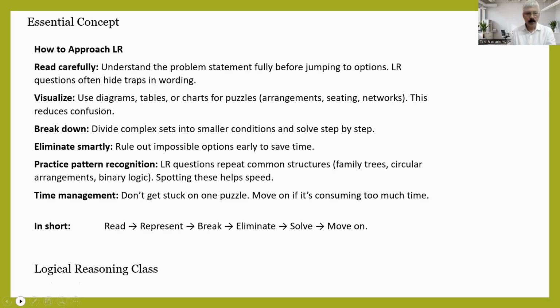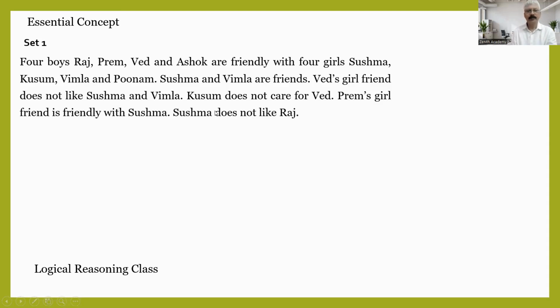So here is the first set. There are 4 boys, Raj, Prem, Ved and Ashok, who are friendly with the 4 girls, Susma, Kusum, Vimla and Poonam. Susma and Vimla are friends. Ved's girlfriend doesn't like Susma and Vimla. Kusum does not care for Ved. Prem's girlfriend is friendly with Susma. Susma does not like Raj.